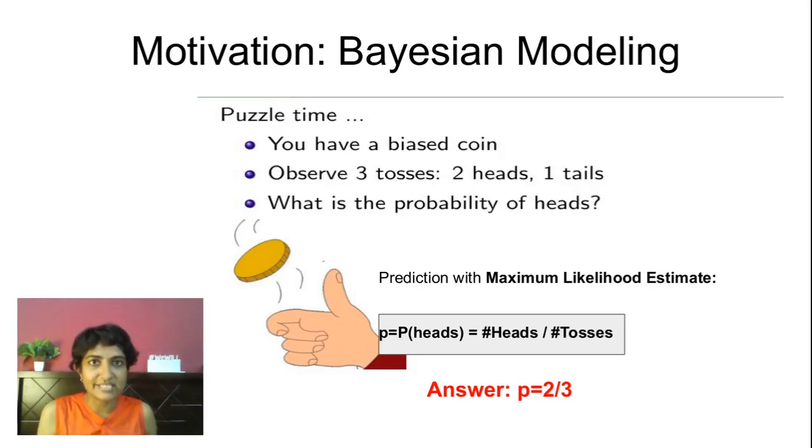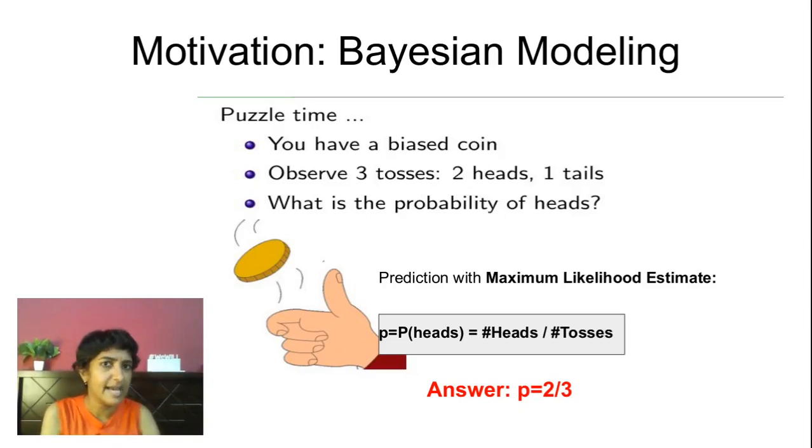Suppose you have a biased coin where, let's say, p is the probability of heads. You observe 3 tosses in which you have 2 heads and 1 tails. What is the probability of heads? Logic, intuition, common sense says that the probability of heads is the number of heads you saw divided by the total number of tosses, which is 2 by 3. And this is also called the maximum likelihood estimate.